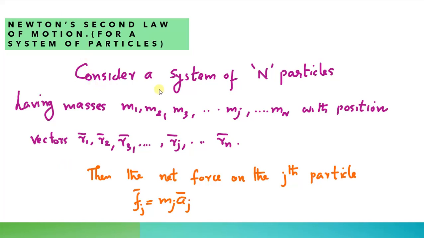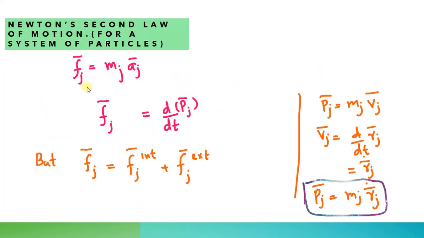Now consider a system of n particles having masses m1, m2, m3, etc., mj, etc., mn with position vectors r1, r2, r3, etc., rj, etc., rn. Now, the net force acting on the jth particle of this system can be written as Fj, that is equal to mj into the acceleration of the jth particle, aj. That is, Fj is equal to d by dt of the momentum of the jth particle, d by dt of pj.